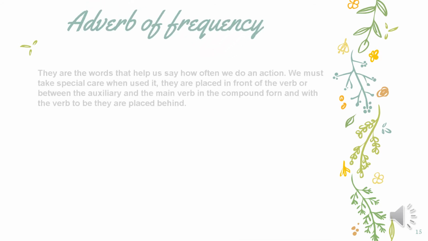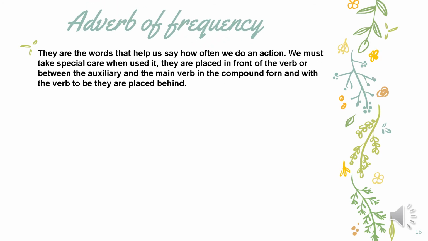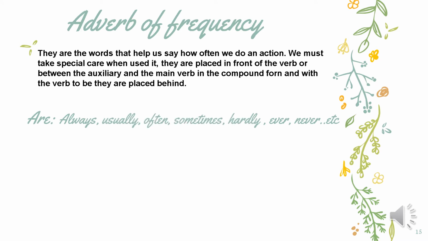Adverb of frequency. They are the words that say how often we do an action. We must take special care when using them. They are placed in front of the verb or between the auxiliary and the main verb in the compound form, and with the verb to be, they are placed behind. The words are always, usually, often, sometimes, hardly ever, never, etc.